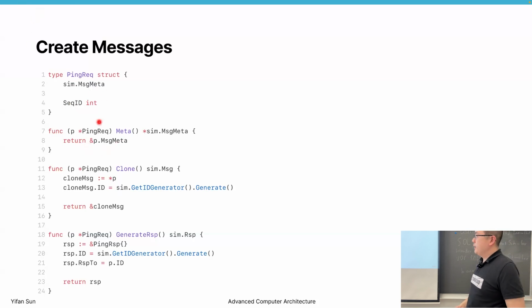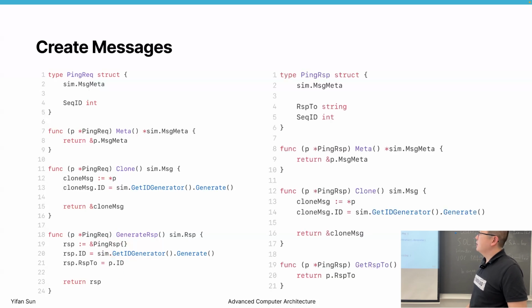The ping message, the meta is simple. This is boilerplate code. We need this to return this message meta. Clone is also boilerplate code, right? Then to generate the response, we need a method called generate response. It always generates this ping response and has this information. And what is a ping response? It's very similar, but we have a response-to field as a string. Okay, and it also has a sequence ID.